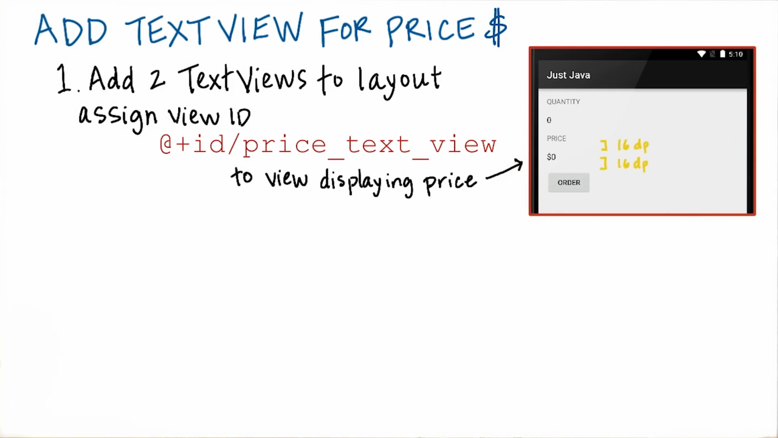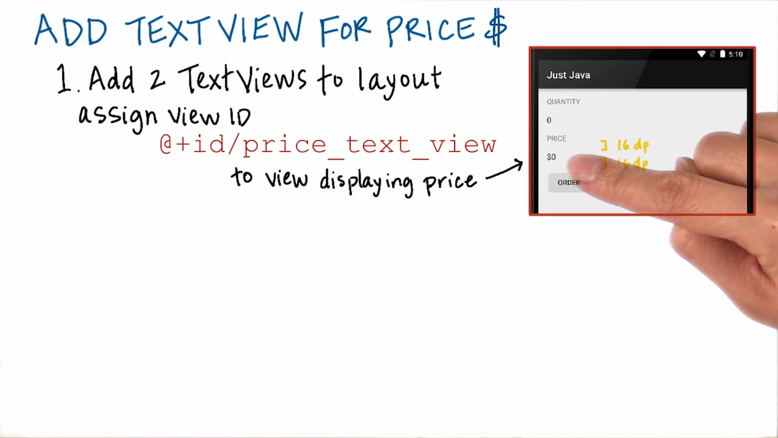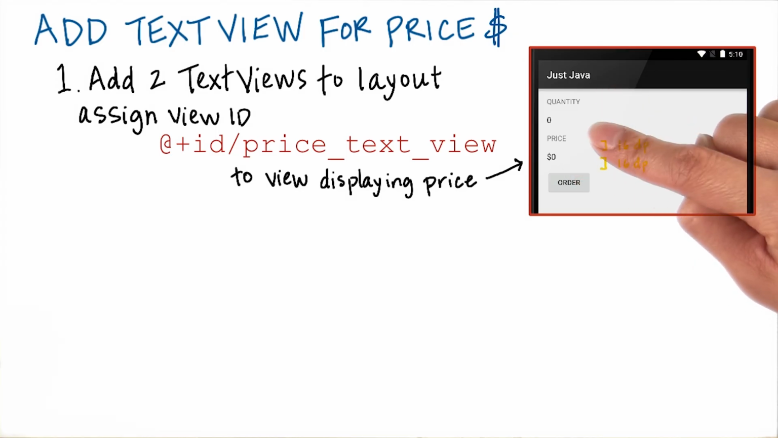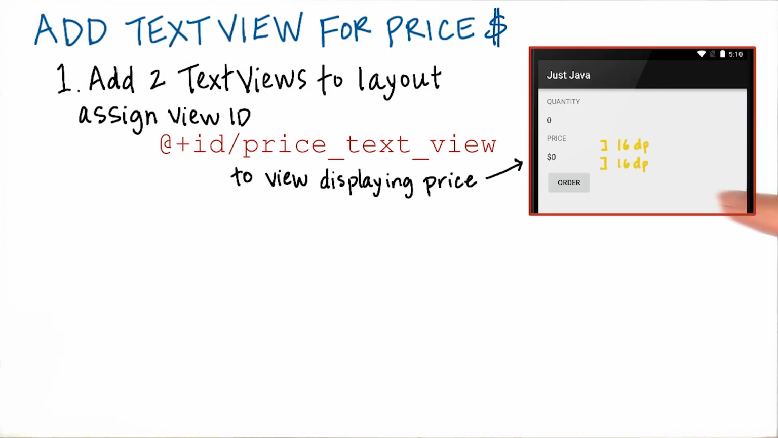And while you're at it, also make the style of these two text views similar to the quantity text views. In terms of vertical spacing, we also have 16 dp in between these views.